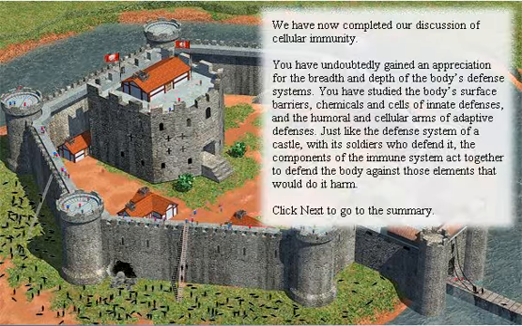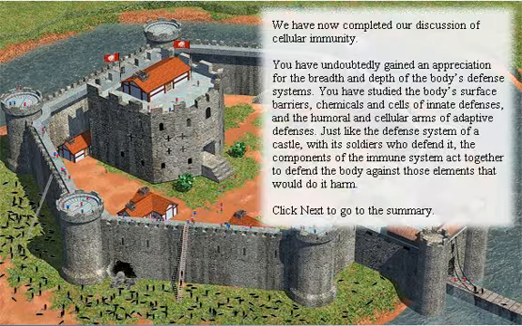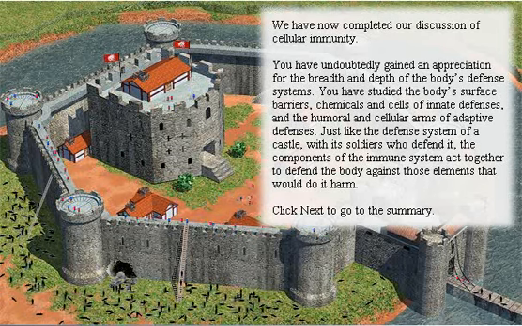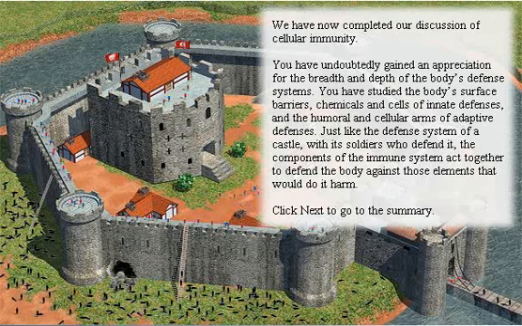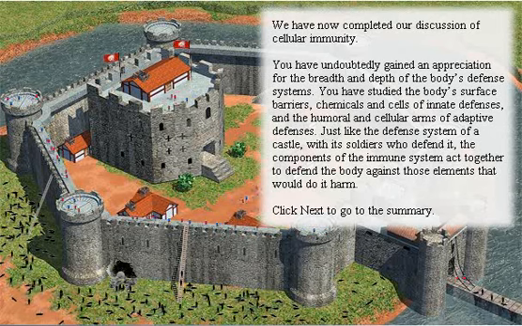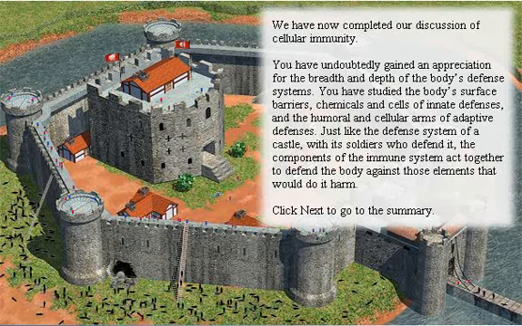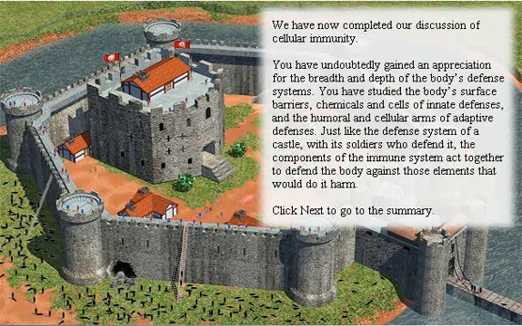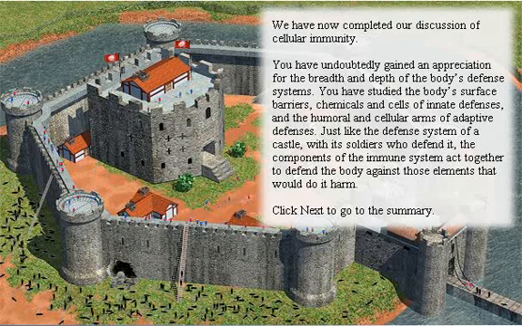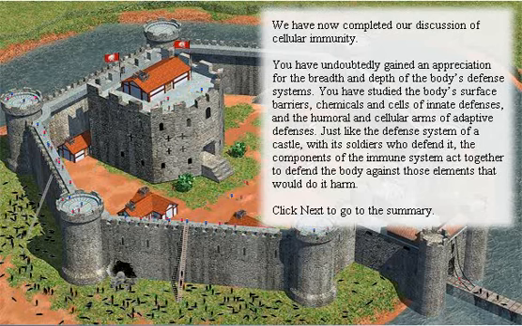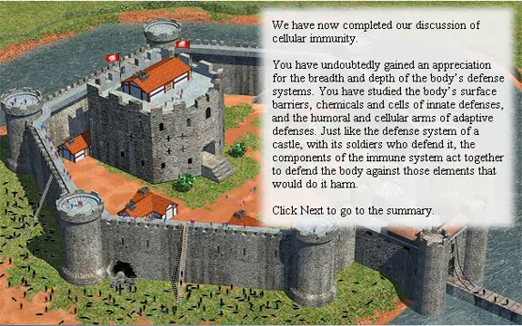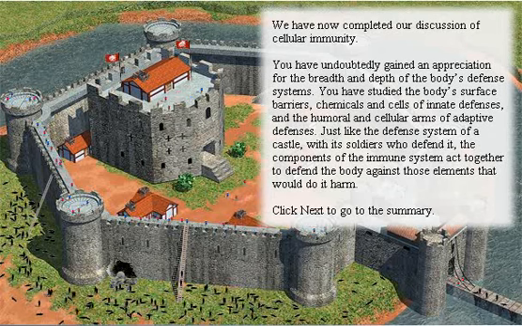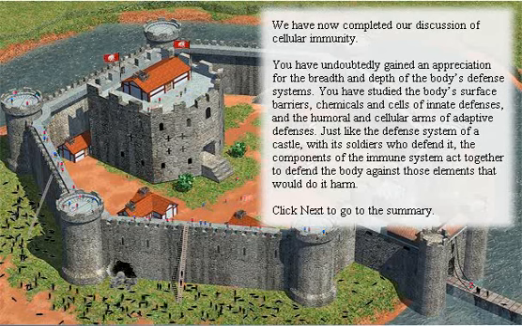We have now completed our discussion of cellular immunity. Through our study of the immune system, you have undoubtedly gained an appreciation for the breadth and depth of the body's defense systems, beginning with the surface barriers, chemicals and cells of innate defenses, and the humoral and cellular arms of adaptive defenses. Just like the defense system of a castle with its soldiers who defend it, all of the components of the immune system act together to defend the body against those elements that would do it harm.